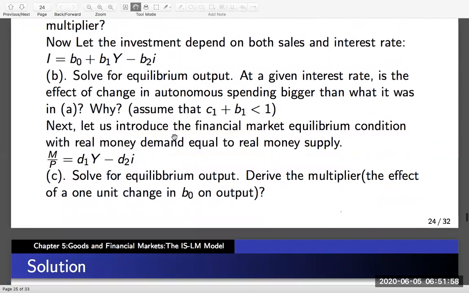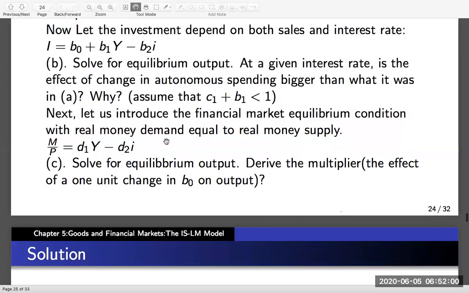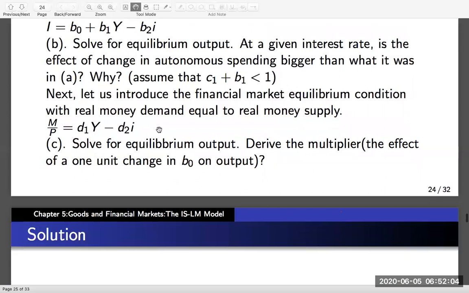Next, let us introduce the financial market equilibrium condition with real money demand equal to real money supply. So you are given that your real money demand is given as this and this, which means what? This is the interest elasticity of real money. No, the income elasticity of real money is d1, and d2 is what? d2 is the interest elasticity of real money.